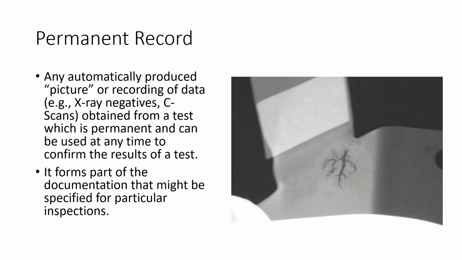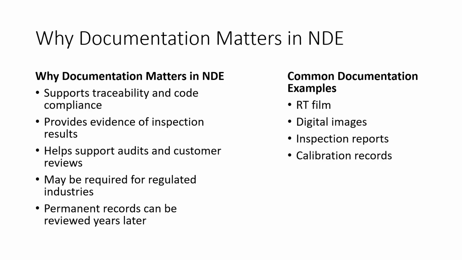And this is going to go into the documentation package that might be specified for particular inspections, depending on what we're doing and who we're doing it for. They might need a permanent record, and in the documentation package it says, yeah, you did this and there's no defects in there, or any defects there were, you guys cleaned them up and fixed them. So permanent record, very important. I know I keep beating this dead horse, and well, get used to it.